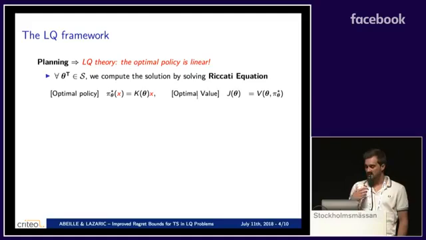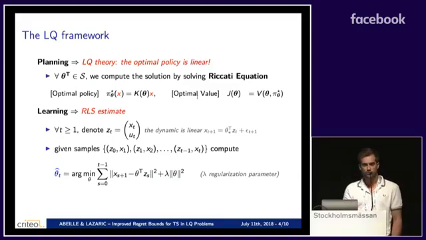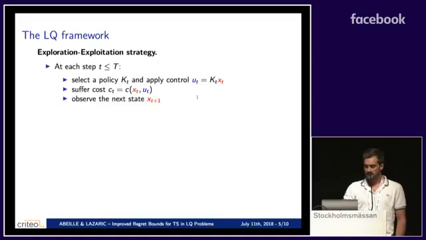So we know how to solve the planning problem, but we also know how to solve the learning problem, because now that the dynamic is linear, we can rely on least square estimates. In a very standard fashion, if we collect in a variable z_t the current state and control, the dynamic is linear in z_t, and given samples so far, we can compute the regularized least square estimate theta hat. So we know how to do the planning, we know how to do the learning, and now we only have to say something about the exploration-exploitation strategy. At a very high level, it goes this way.